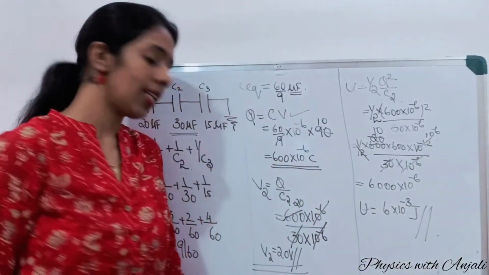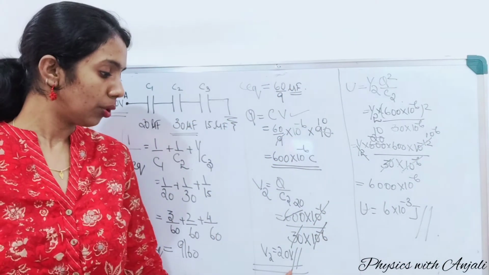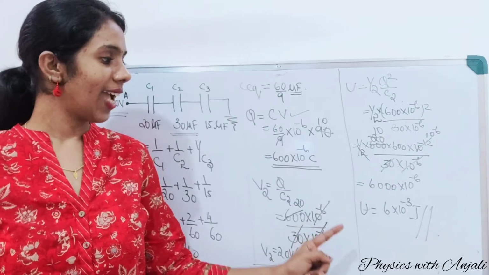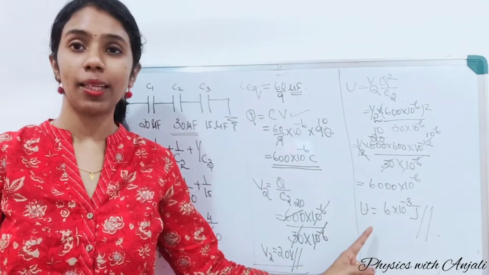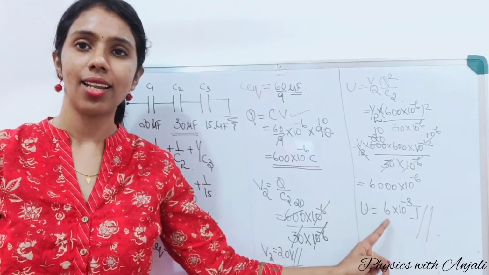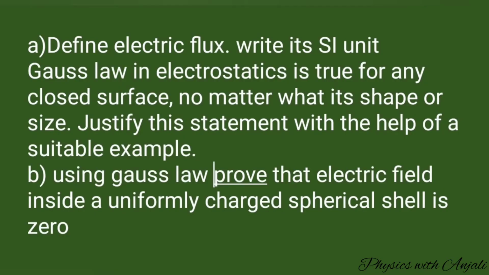We obtain the potential across the capacitance C2. V2 is equal to 20 volt, and the energy stored in C2 is nothing but 6 into 10 raised to minus 3 joules. Next is a 5-mark question.